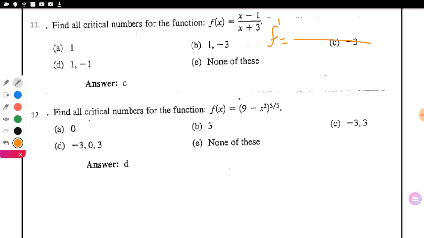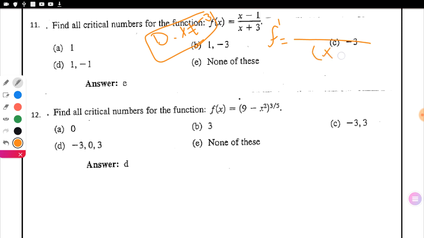The domain: x not equal to negative 3. It means all values of x except x equal negative 3, okay? The function is not defined at it. Here I use what?